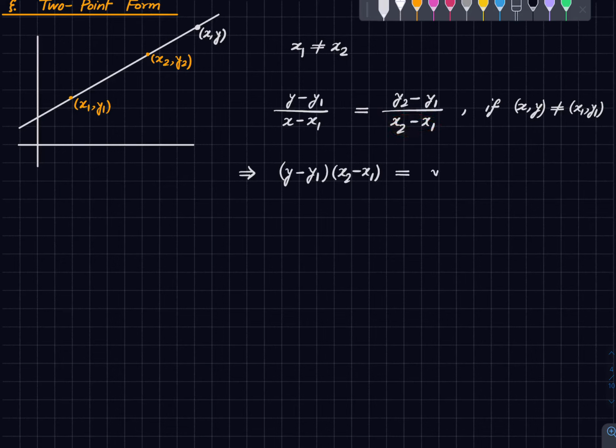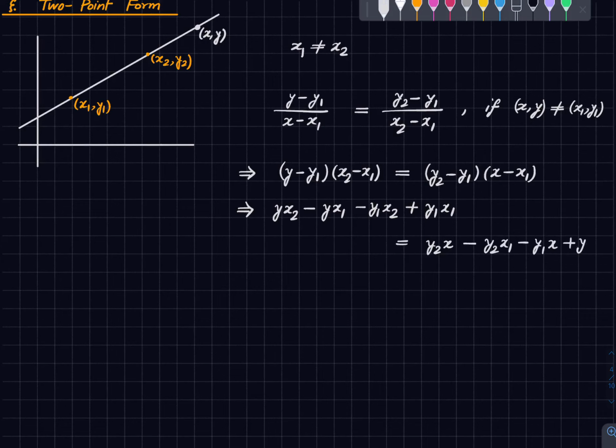This is equal to y2 minus y1 times x minus x1, which implies, just doing plain algebra, so this cancels out, and I don't think anything else cancels out.